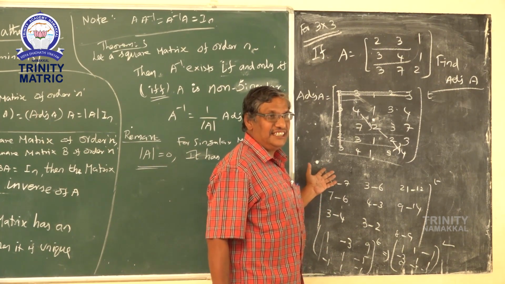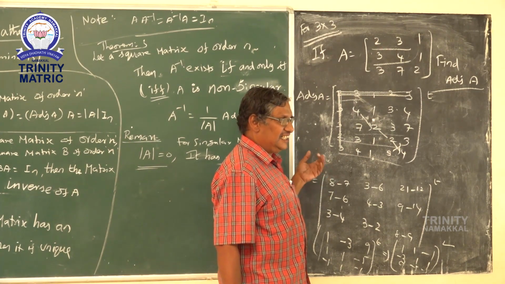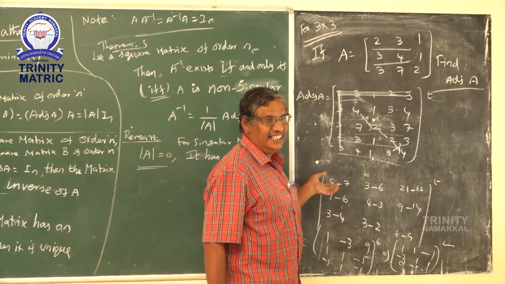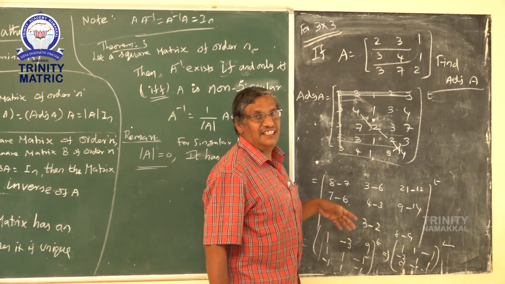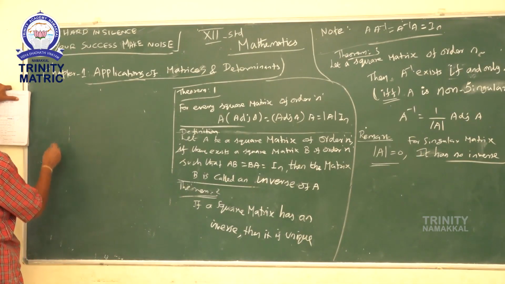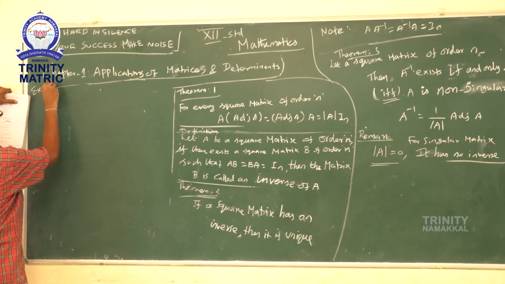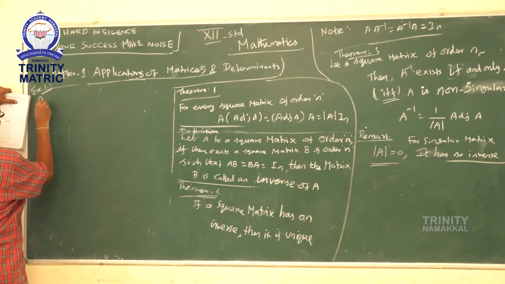Can you get it, my students? If you practice 1 or 2 sums, it will be very easy for you. With this exercise you can fully find adjoint A, and then next we will go for inverse like that. I will teach another sum for you, the same thing to find adjoint of A. That is exercise 1.1, third sum.